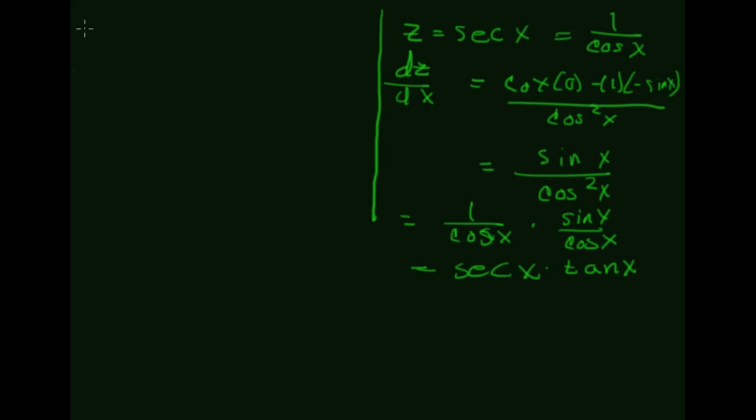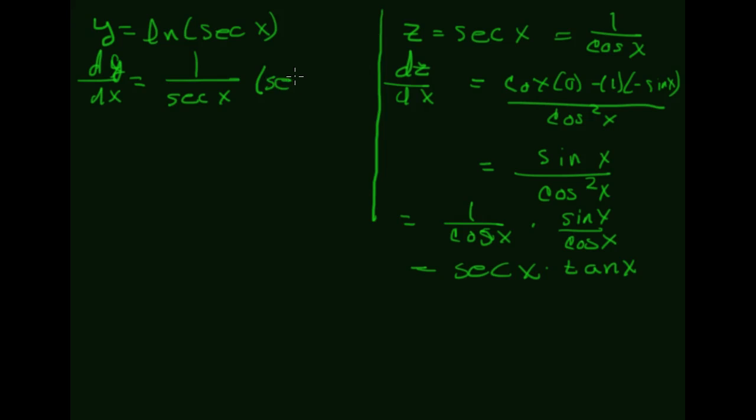All right, so we know that y is the natural log of the secant of x, which means dy dx is 1 over the secant of x times the secant of x times the tangent of x, because that's the derivative of the inside that we just found out over here. The secants cancel, which means the derivative of the natural log of the secant of x is just the tangent of x. Woohoo.